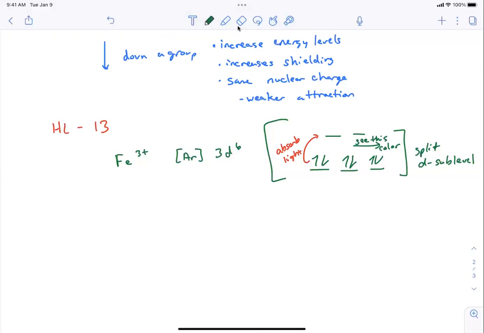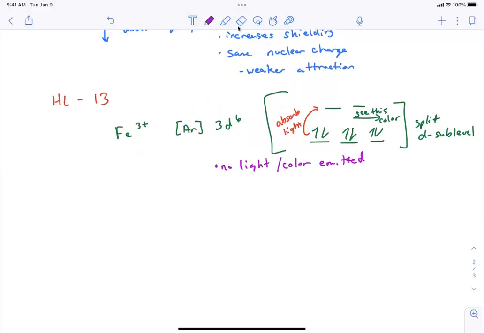A split d sublevel, and that explains colored compounds. So this diagram tells you everything: partially filled d sublevel, split d sublevel, absorbs light to jump up, and then reflects light that you don't absorb. No emission of light, so there is no light emitted. This is not like the hydrogen emission spectrum. Questions on that? Okay.